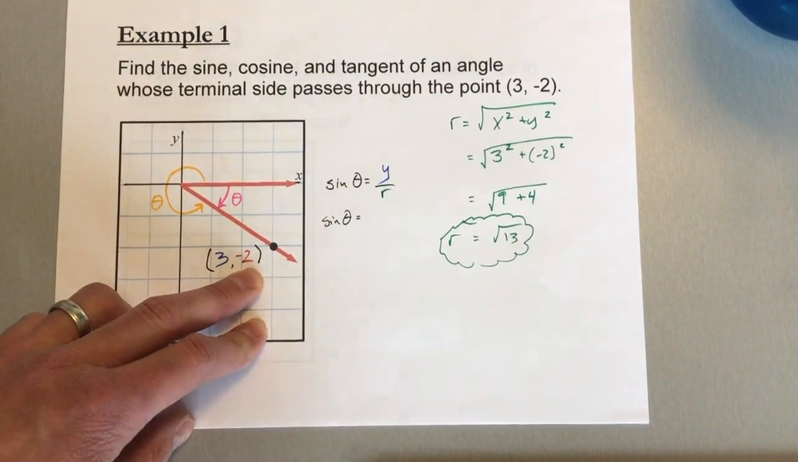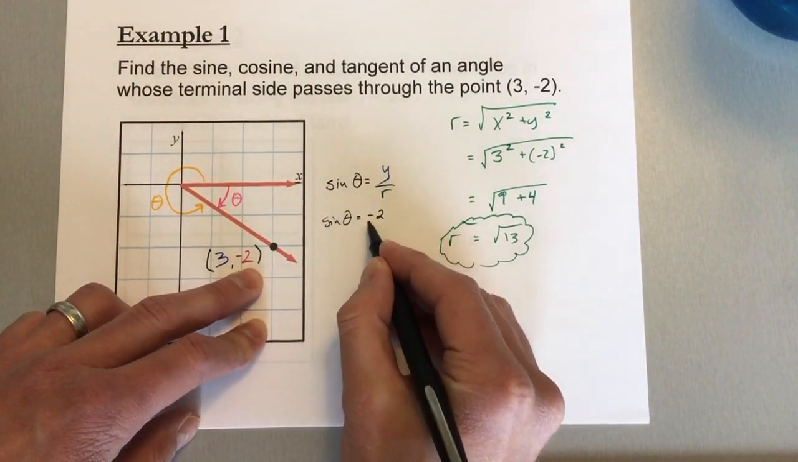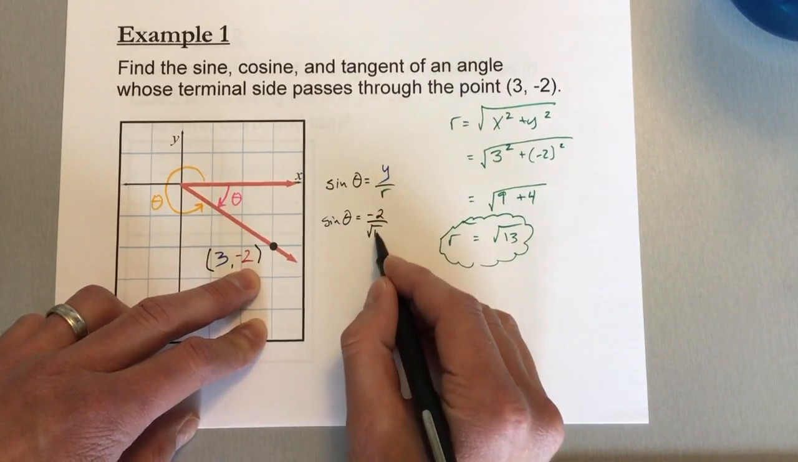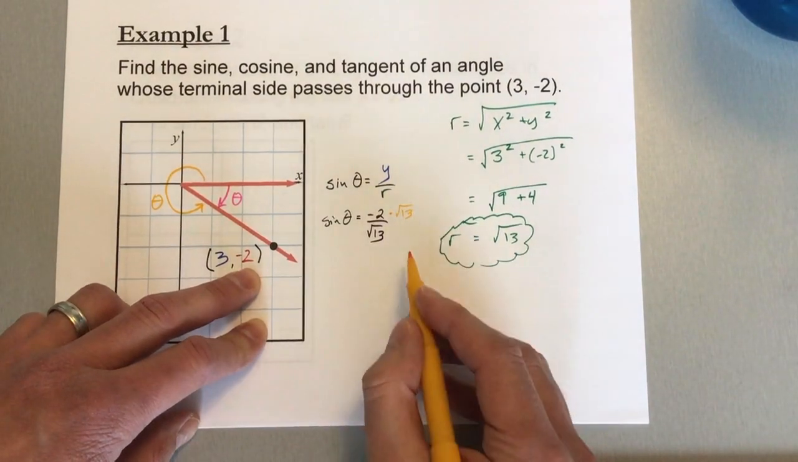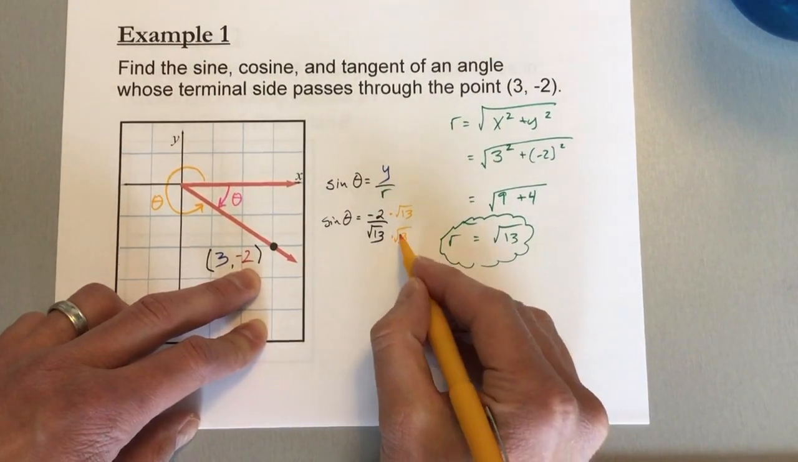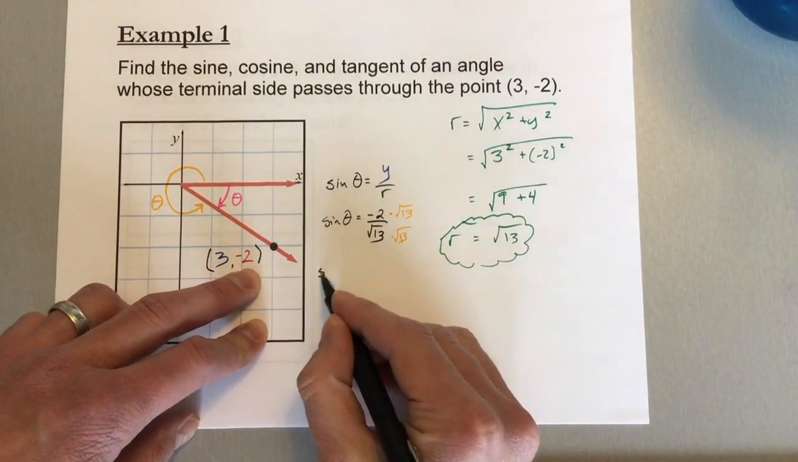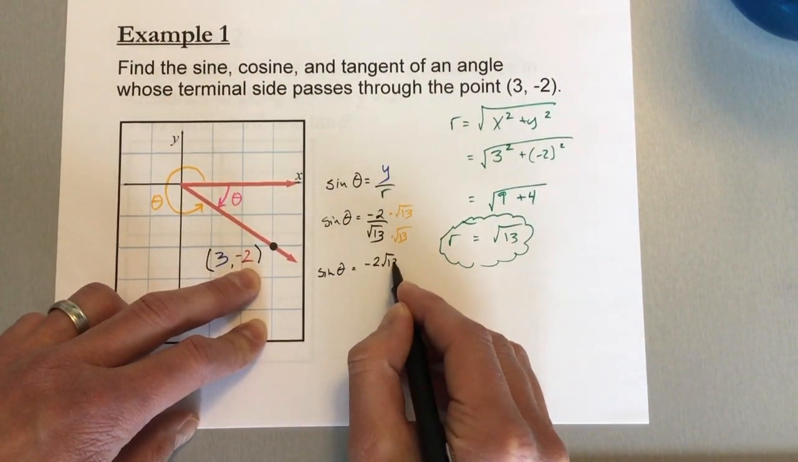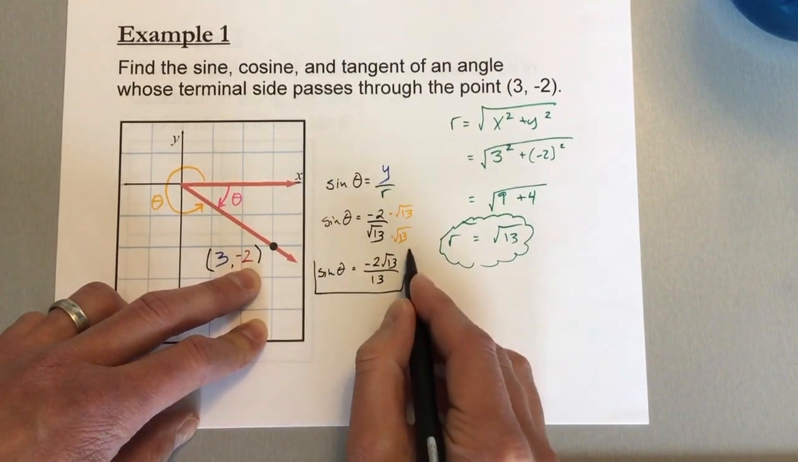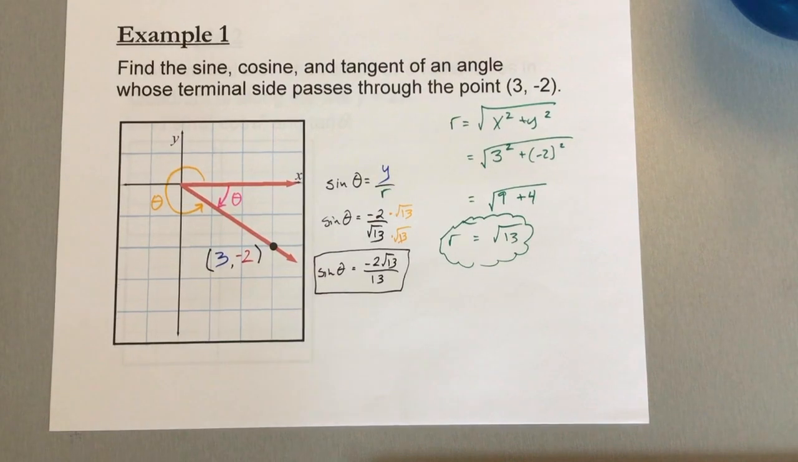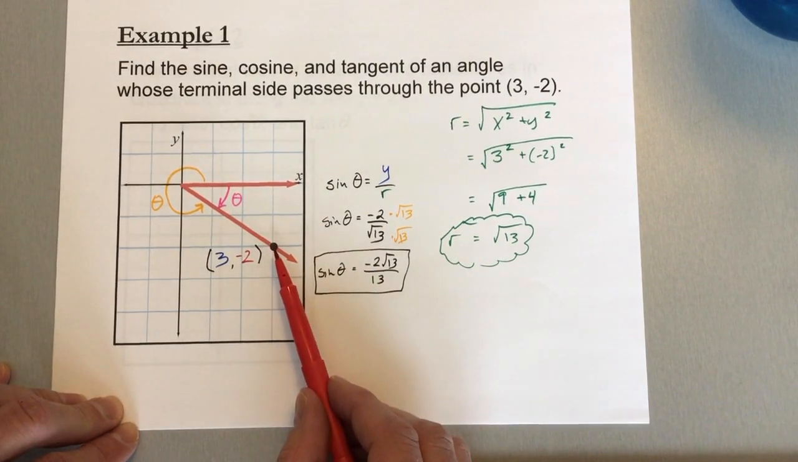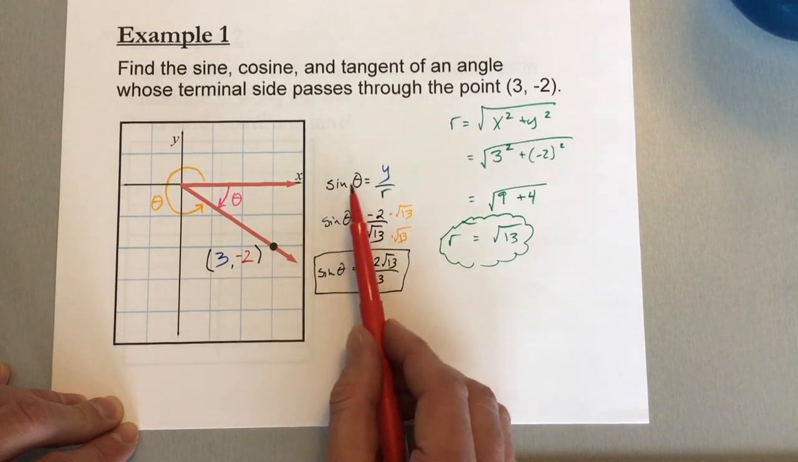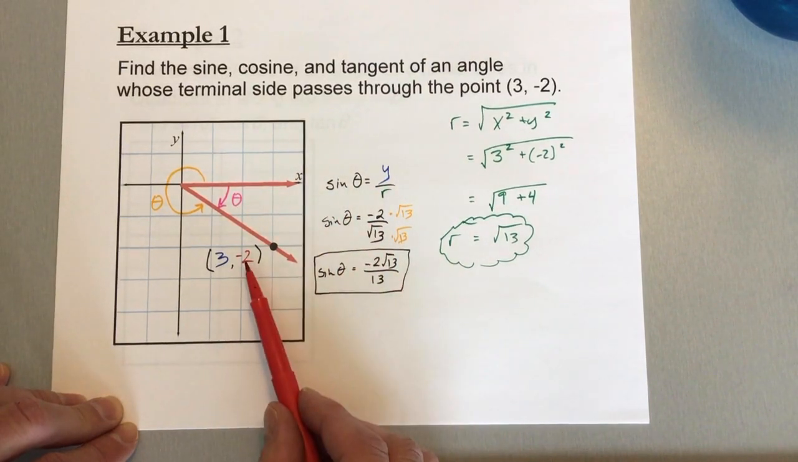And my color coding is getting all goofy, so let's just go black ink. -2 divided by this distance, root 13. Always rationalize your denominators. Don't leave a square root in the denominator. So the sine of theta works out to be -2 root 13 over 13. Notice something unique is happening here that we wouldn't see if we were using SOHCAHTOA on a right triangle. The sine of this angle is a negative ratio. And that's because this angle's terminal side passes through a point whose y-coordinate is negative.